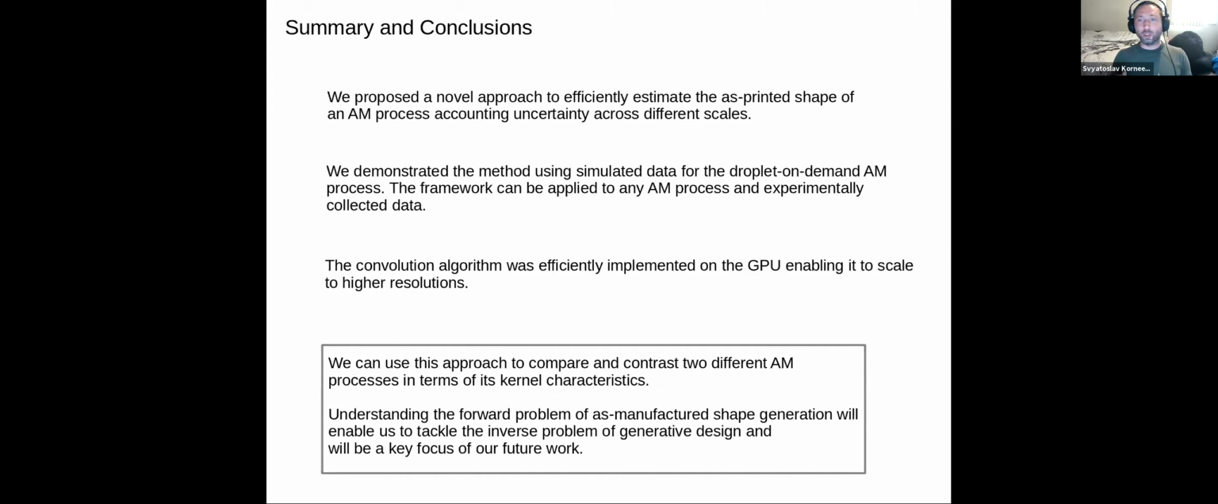You can implement convolution on GPU, because convolution is basically a multiplication in Fourier space. So it's a very efficient algorithm. Now that you have a kernel, you can compare uncertainty in different AM processes or different process parameters of the same AM setup. And understanding the forward problem, having a very fast forward problem with convolution, you can solve the inverse problem. You can optimize shape for a given toolpath. Thank you for your attention, and I'm happy to answer your questions.